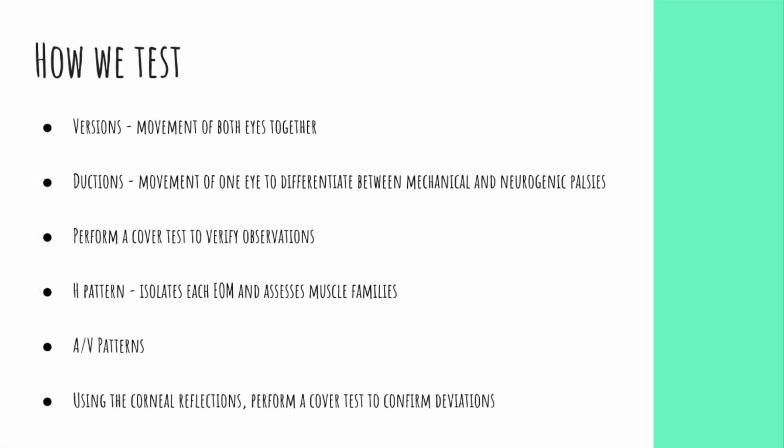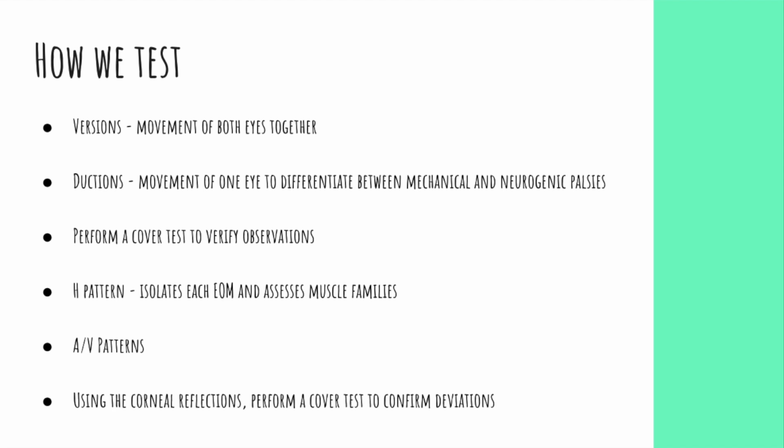Versions are used to test ocular movements in 9 positions of gaze. Versions are the movement of both eyes together. If an underaction is observed, ductions are used to gather further information. Ductions are the movement of one eye alone, which can be used to determine whether an underaction is neurogenic or mechanical in nature. To confirm whether an over or underaction is present, ensure to perform a cover test in the diagnostic positions of gaze to verify observations.